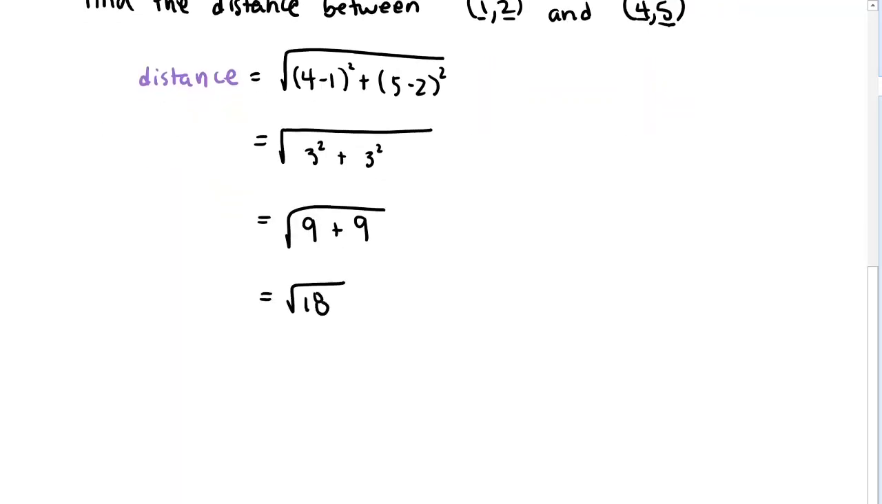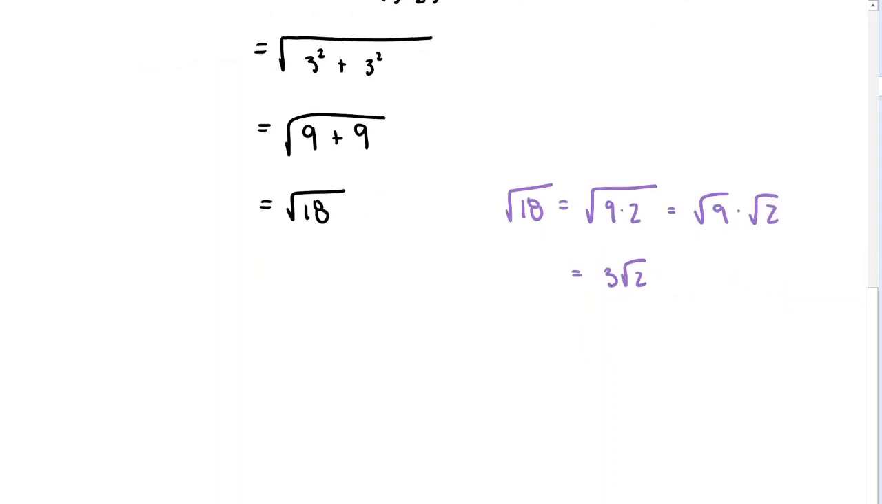And then we can do our same simplification. I know that a perfect square that divides 18 is 9. So I can rewrite the square root of 18 as the square root of 9 times 2. And I can break apart square roots across multiplication, so I have the square root of 9 times the square root of 2. And this is equal to 3 square root 2. So the distance between these 2 points is 3 times the square root of 2.